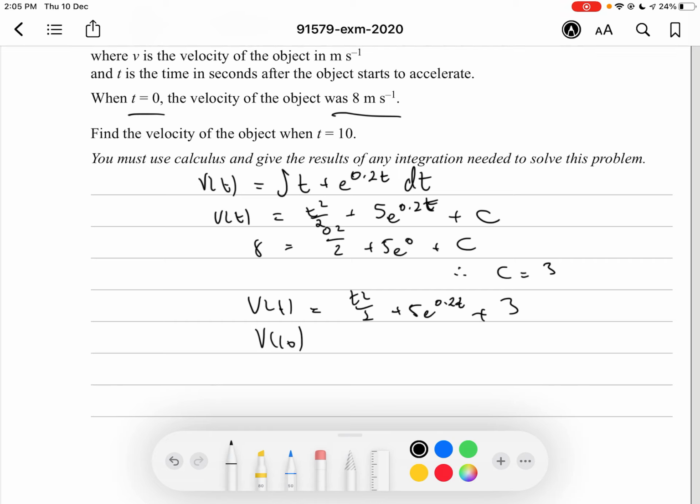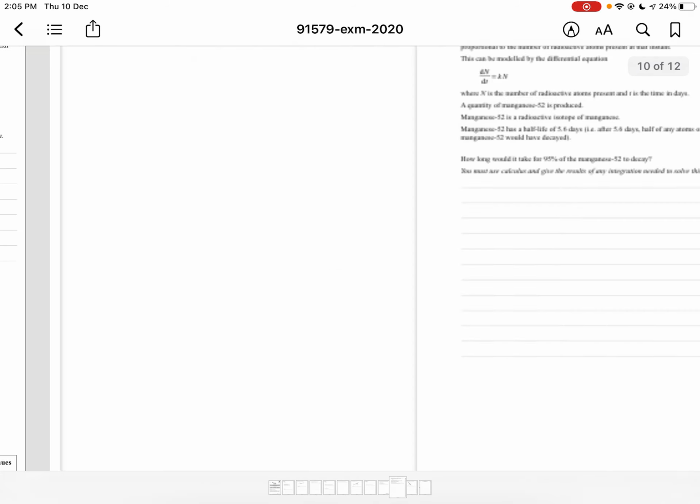So if we substitute t equals 10 to find the velocity, v of 10 equals 100 over 2 plus 5e to the power of 2 plus 3. And that gives us an answer of 89.95 meters per second. And that's our final answer, and this should be a merit level question. To get an achieved, if you can find the correct integral and find the correct c value, you should get an achieved.